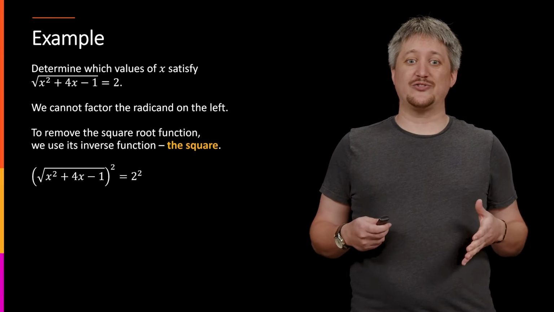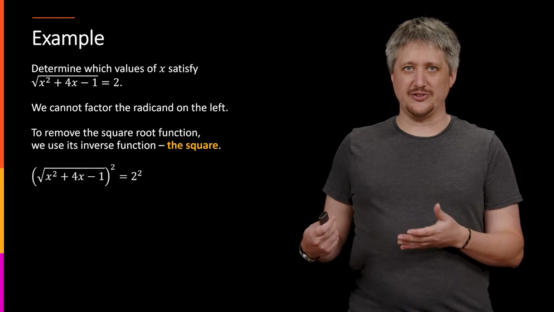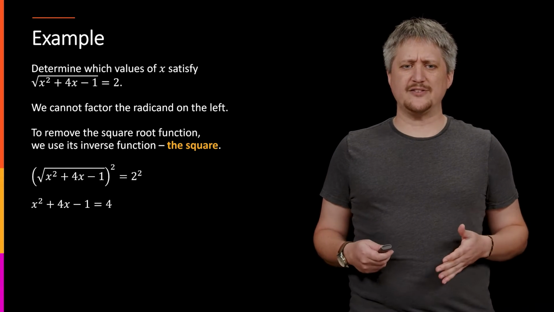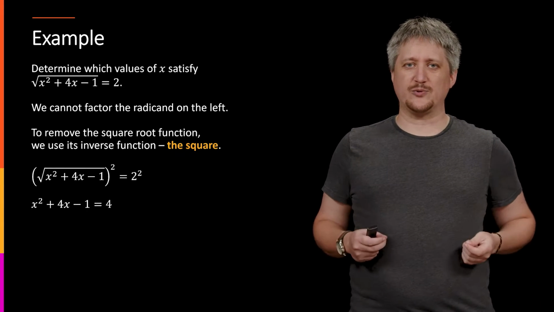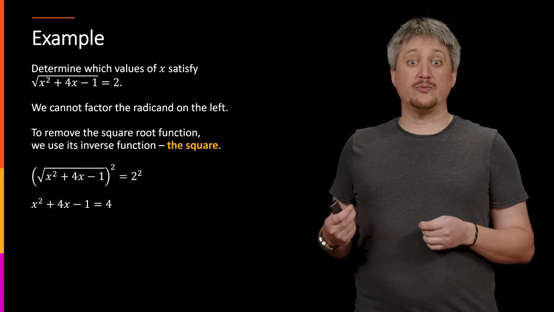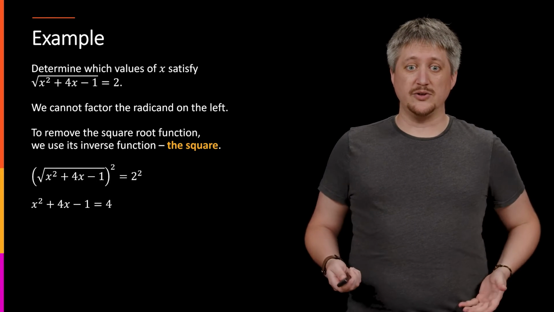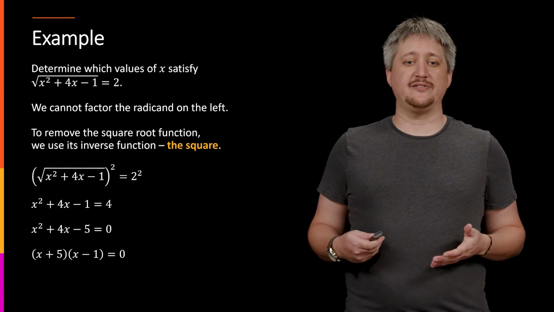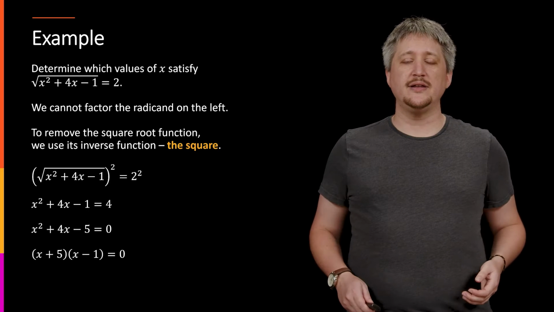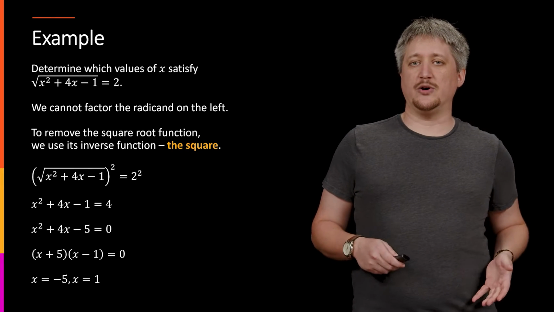So I take the square of the square root, and on the other side, I take the square of that whole side, which in this case is just 2. And the square and the square root undo each other, so I just have x squared plus 4x minus 1. And on the right, 2 squared is 4. But now this thing looks like a polynomial. I can move the 4 over. Now I have a thing I can factor, as x plus 5 and x minus 1. And that gets me that x is negative 5 and x is 1 are my solutions.